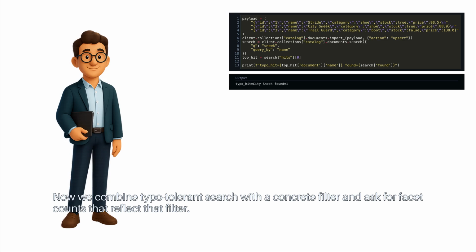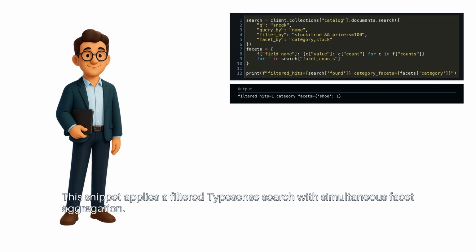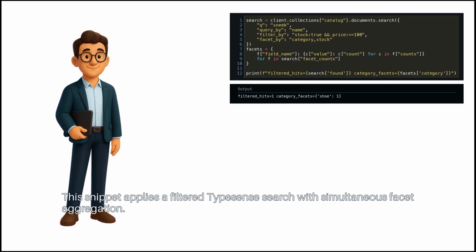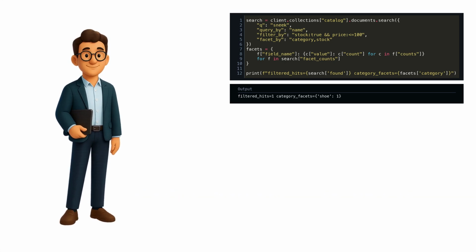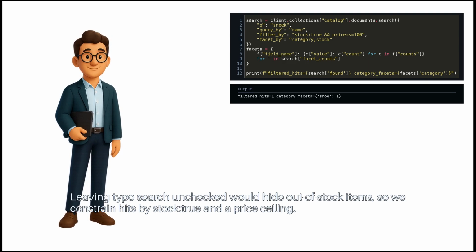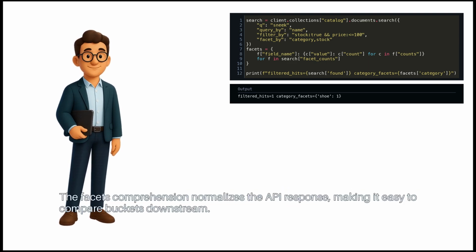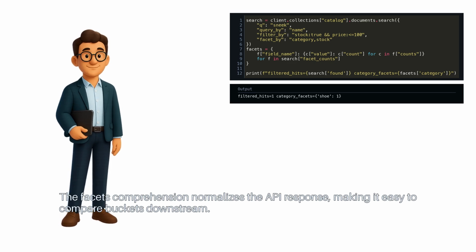Now we combine typo-tolerant search with a concrete filter and ask for facet counts that reflect that filter. This snippet applies a filtered Typesense search with simultaneous facet aggregation. Leaving typo search unchecked would hide out-of-stock items, so we constrain hits by stock true and a price ceiling. We request facets by category and stock, letting Typesense compute counts that already respect the filter_by clause. The facets comprehension normalizes the API response, making it easy to compare buckets downstream.